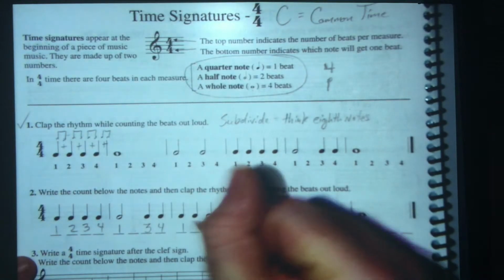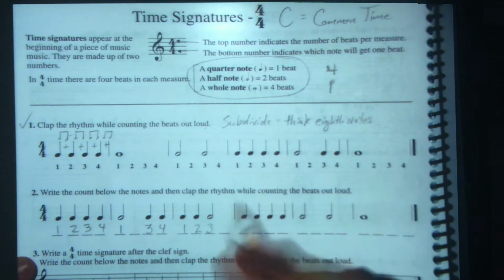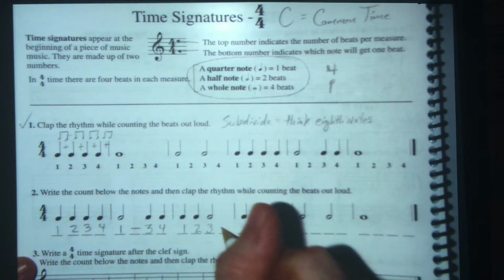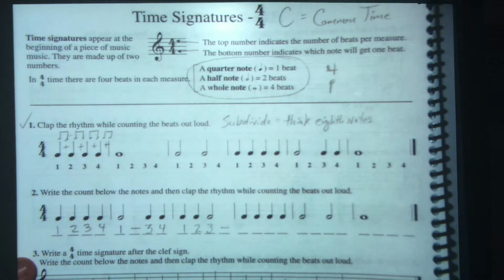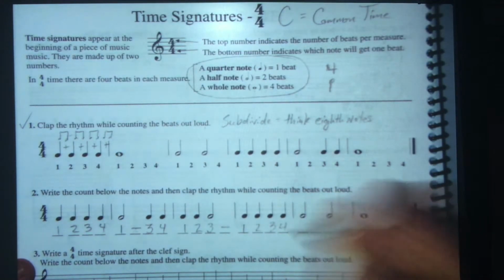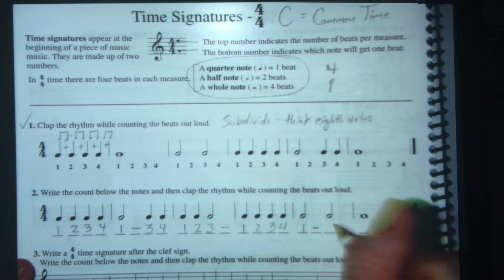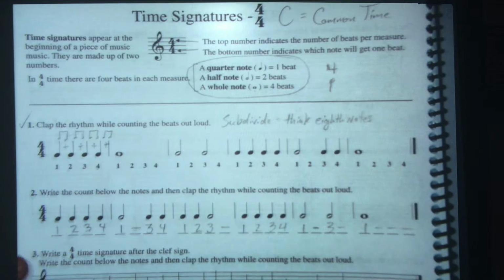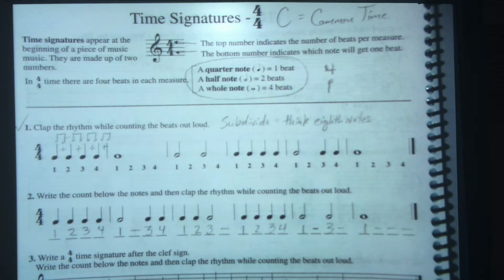Next measure would then be 1, 2, 3, and of course it's going to last through 4. If you want, you could do a little dash here to show that it's continuing. Next measure, 1, 2, 3, 4, 1, dash, 3, dash, and then 1, dash, dash, dash. So that's going to sustain for 4 full beats.